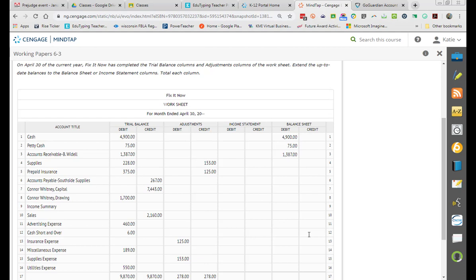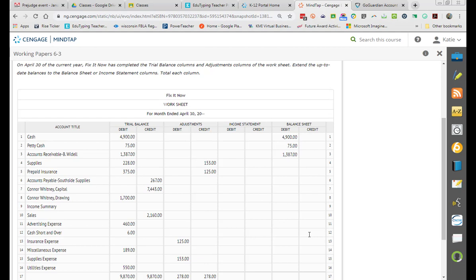I get to line 4 and I say, hold up the bus. Something different on line 4. Do not put $228 in your balance sheet debit column. Why? There is an adjustment. Lines 1, 2, and 3, there was nothing in my adjustment column, so I just took the number and put it over there. When I get to line 4 for supplies, I have a trial balance debit of $228, but I also have an adjustment credit of $153. A debit and a credit, I subtract. 2 debits, I add. 2 credits, I add.